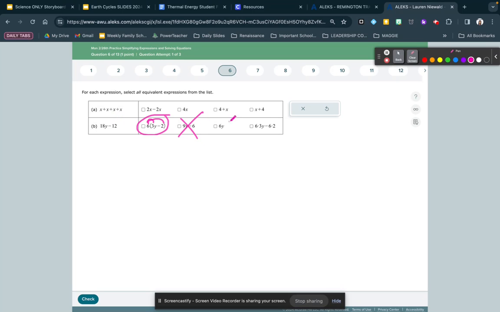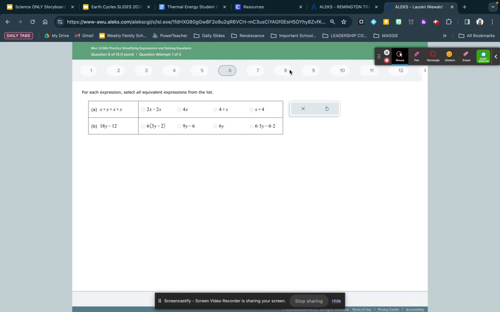18y minus 12. If they said 6y, all they did was go through and subtract those two, and you can't subtract them because this has a y and this doesn't. So I can't go any further. I'm not going to get 6y. And then this part right here is actually just writing it out. 6 times 3y, and then 6 times 2. So this is just the longer written out version of the distribution process here.